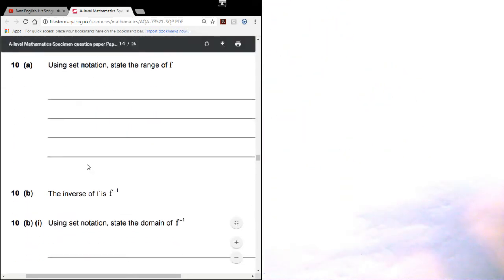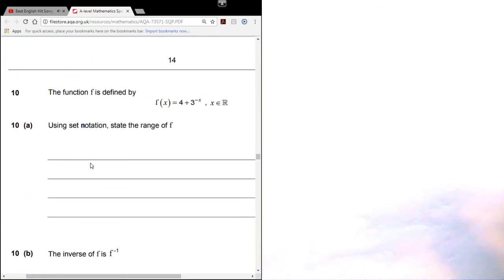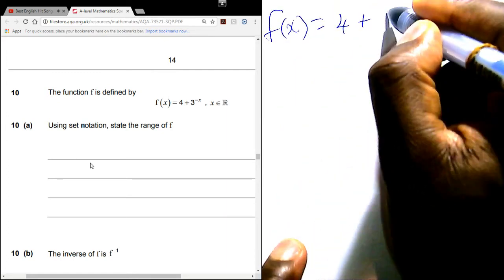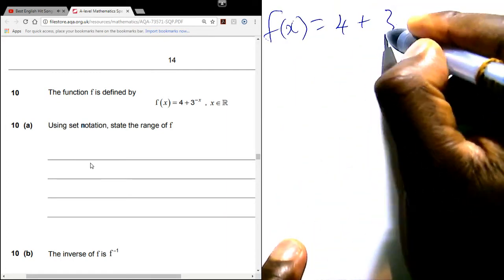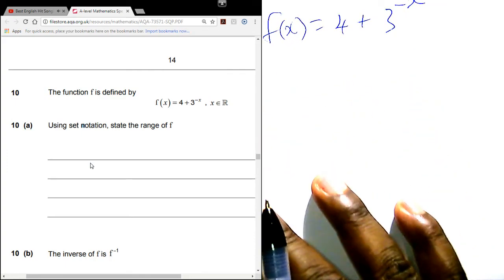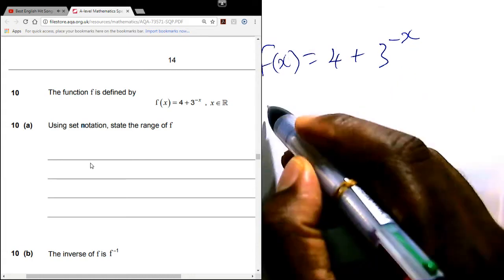Having said that, find the inverse function of f. The inverse function of f. If we've been given f, why can't we just find the inverse? Of course, to find the inverse function, you just need to rearrange the formula to make x the subject. So f of x has been given as 4 plus 3 to the negative x. So when it comes to finding the inverse, what you're trying to do is make x the subject of the formula.